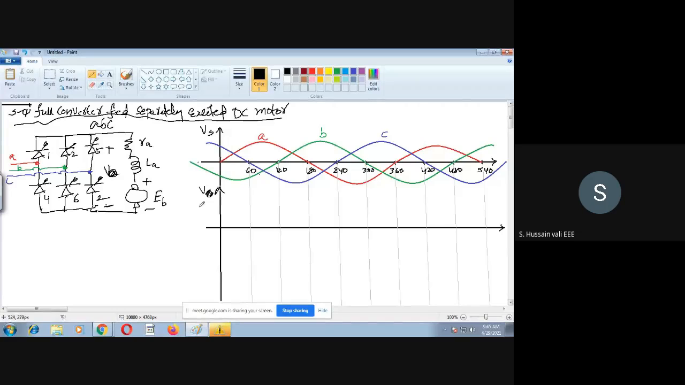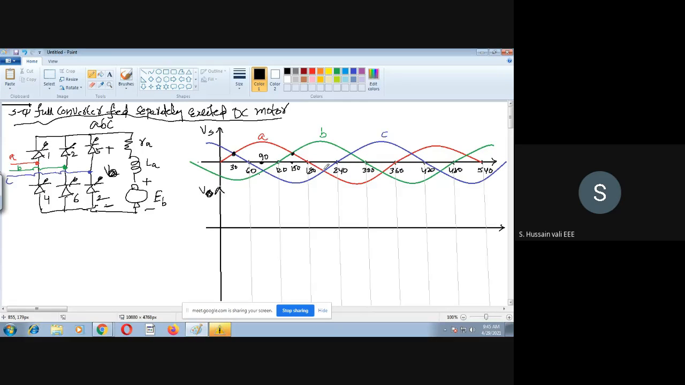Just like I explained in the last class, when you have three voltages, you can trigger the thyristors in a particular sequence. Take this case: at this intersection, the angle is 30. Similarly, at this intersection, the angle is 90. Here, 150. Likewise, you can add some more angles wherever you find the intersections. I hope you can understand this.